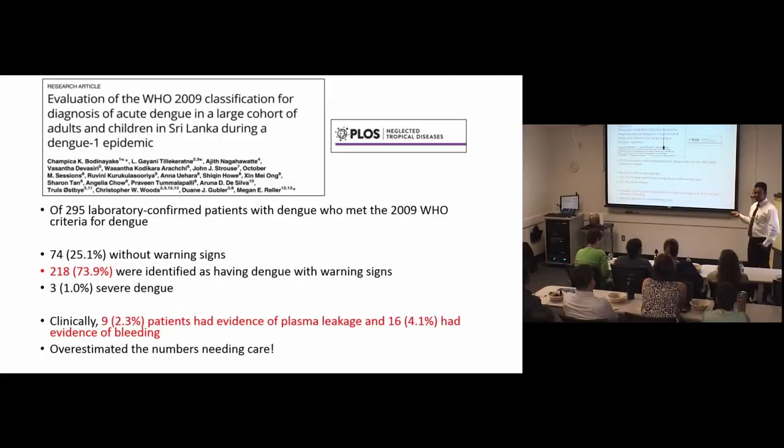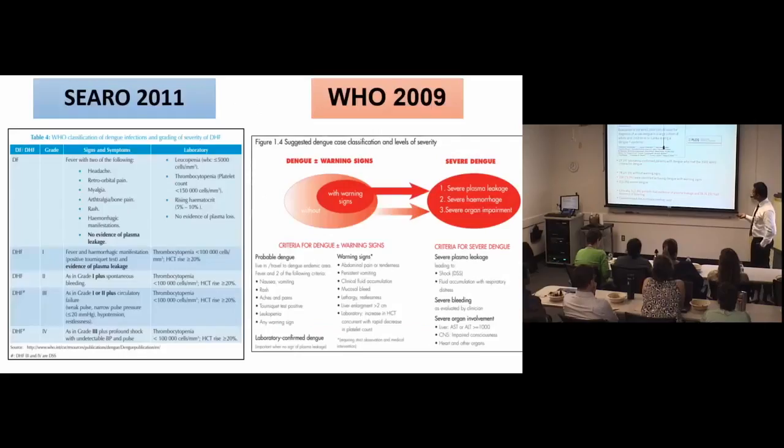But if you look clinically, 9 patients had evidence of plasma leakage and 16 had evidence of bleeding. From this total, this is kind of a low number that we are looking at. So we are thinking whether WHO 2009 overestimates the amount of dengue, because the problem in dengue is the people who are bleeding and people who are leaking. So we cannot look at all the dengue positive people. So we must get that cohort of severity. So we must look at that category specifically.